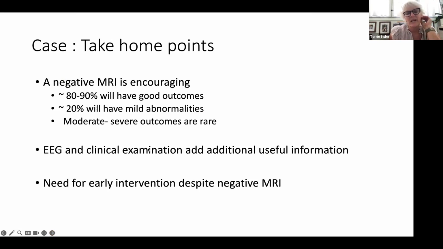And the EEG and the clinical exam, as you could see in this case in particular, the EEG was very, very helpful. But you would be still offering surveillance with early intervention and follow-up in your clinic.